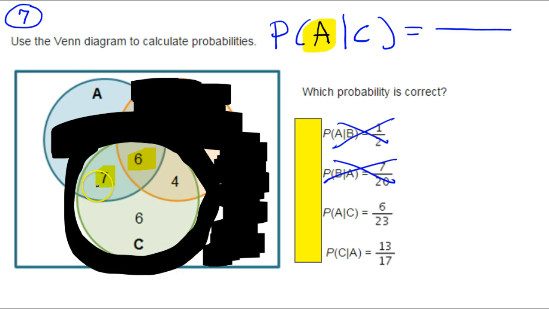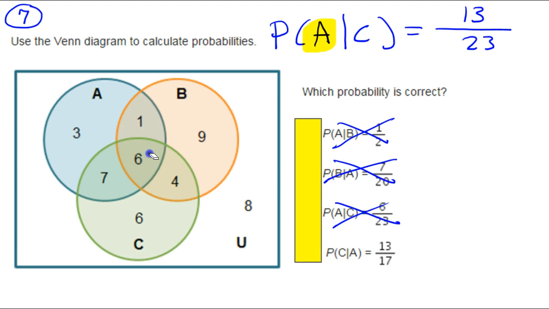Okay, so 7 and 6, that's 13. That's our target. Our total, see, we've got 10 and we've got 13, so that's 23. Right? Yeah. So 13 out of 23. That is not the same as 6 out of 23, so that's not it. So I'm really hoping that this last one is the right answer, because that's all that's left. But let's check it out.